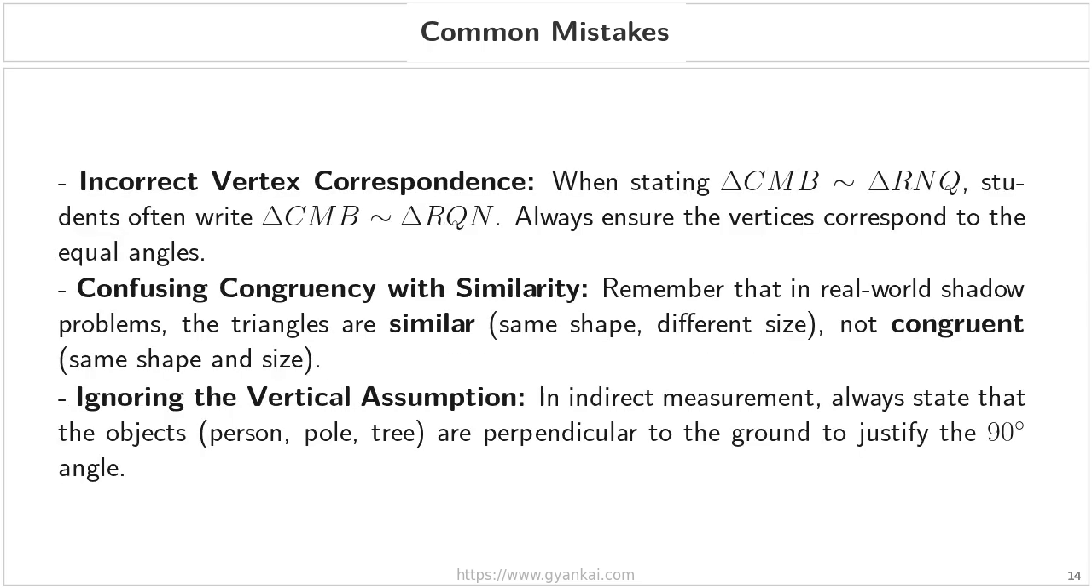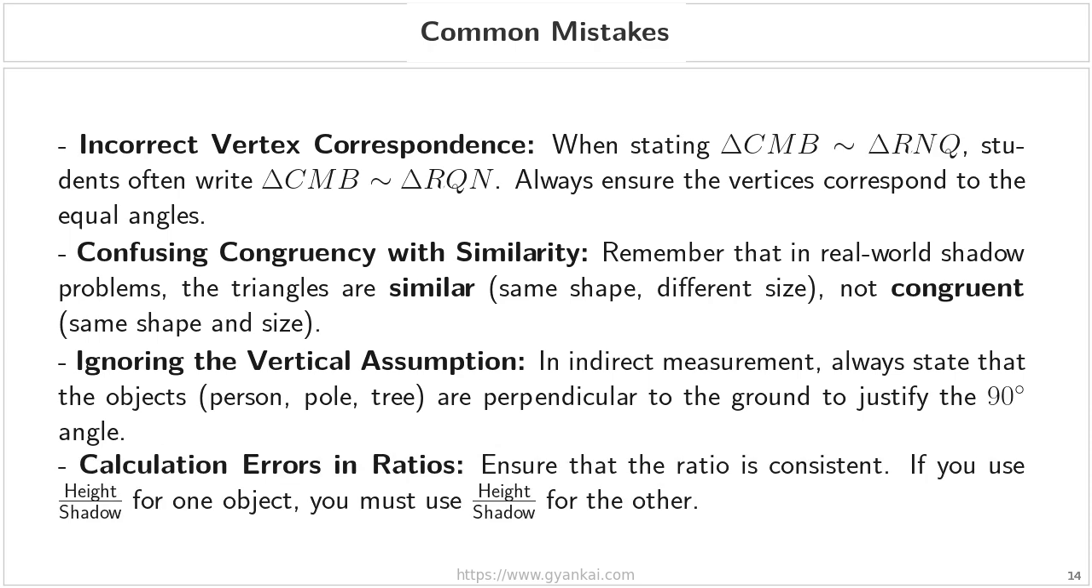Third, never ignore the vertical assumption. When you are solving these real-world shadow problems, you cannot simply assume a right angle exists. You must explicitly state that the objects, like the person or the pole, are perpendicular to the ground. This is the crucial step that allows us to use the angle-angle similarity criterion we discussed.